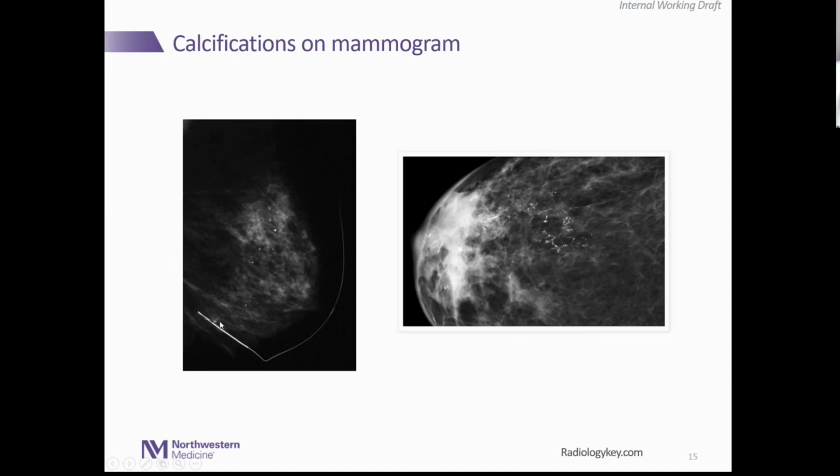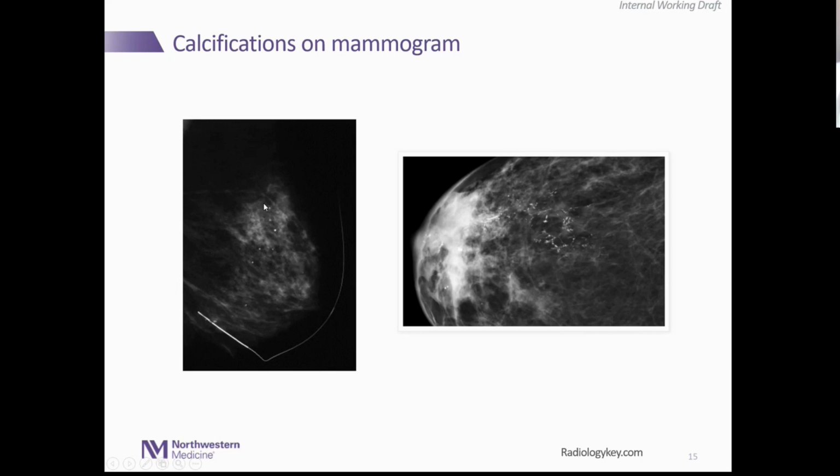So oftentimes DCIS is found as calcifications on a mammogram. Calcifications are just byproducts of cell turnover. As cells are dividing, they can spit out calcium deposits. Now in this picture, there's a cluster of calcifications here. This is a patient who's getting ready for surgery, so she has a wire in place. And this was the area that was biopsied and demonstrated DCIS.